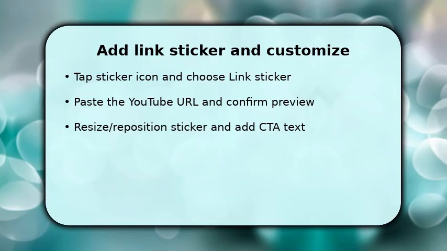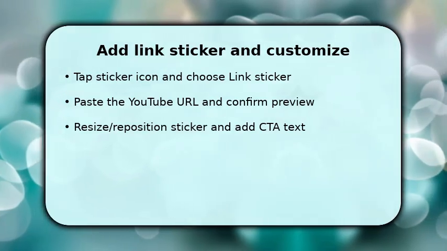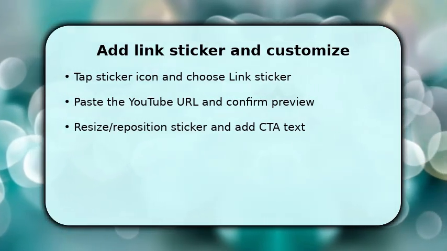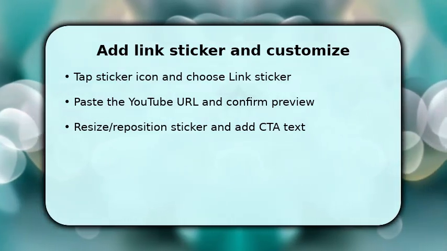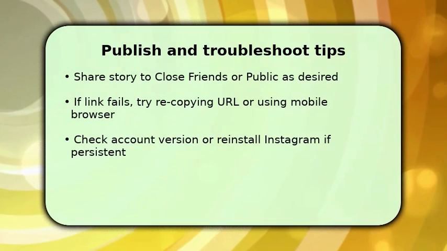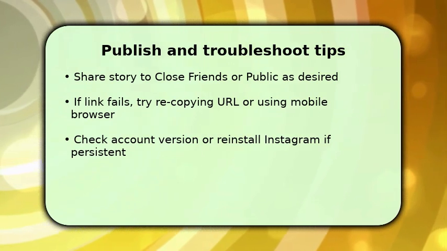You can change sticker color to match your story. Make sure text and sticker don't obscure important visuals. Clear hierarchy makes the tap target obvious. Tap Send to right arrow your story to publish, or select Close Friends for a limited audience.